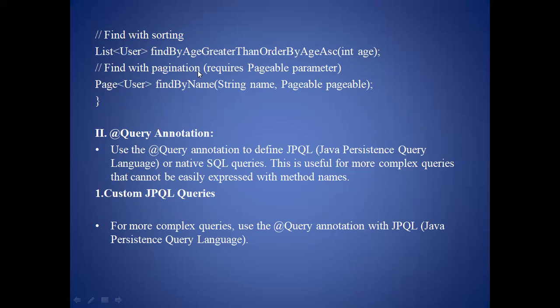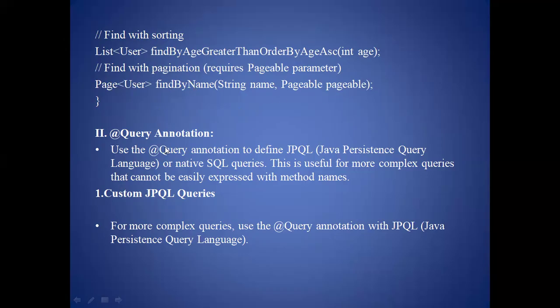Here is pagination. Pagination is one more interface that shows the output page by page. It requires a Pageable parameter and returns Page<User>. In the Page, we are going to display the output. In findByName, I pass the name as well as a Pageable interface object.